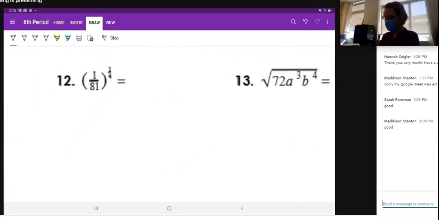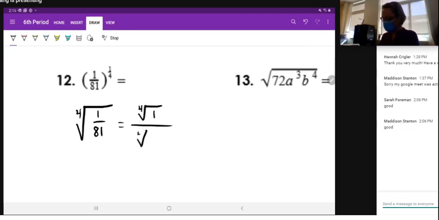Now for number 12, very similar problem. We start by rewriting it as a radical. Radical 1 over 81, and our index is 4. Then we can split this up into a top and a bottom. So the 4th root of 1 and the 4th root of 81, still in fraction form. What's the 4th root of 1? 1. You're just looking for something that multiplies to itself 4 times and equals 1. So 1 times 1 times 1 times 1. So very easy. Sometimes those easy ones can throw you off though, if you overthink them too much.